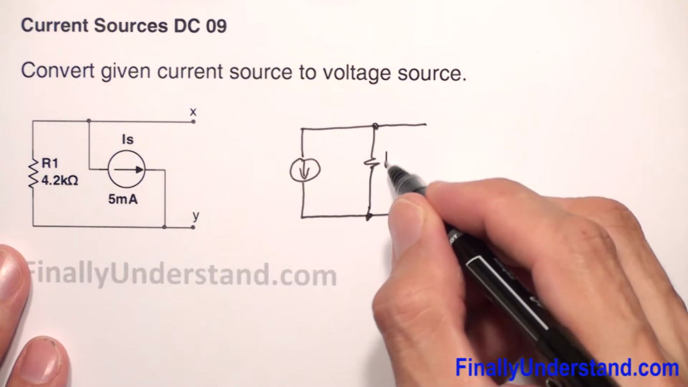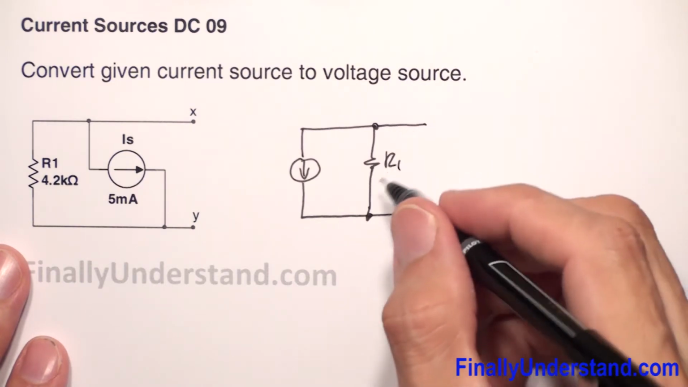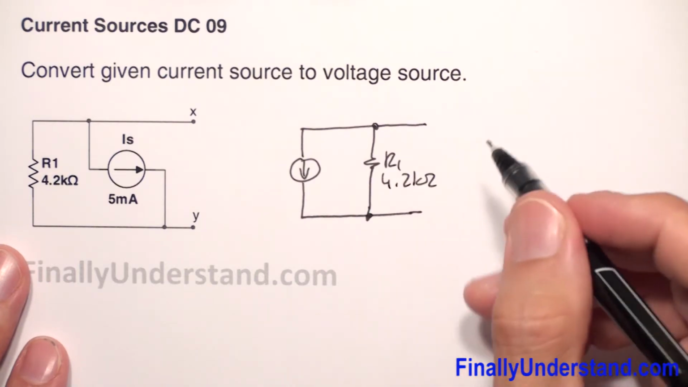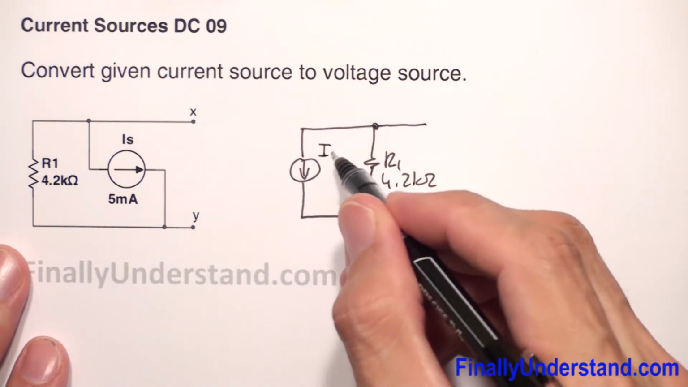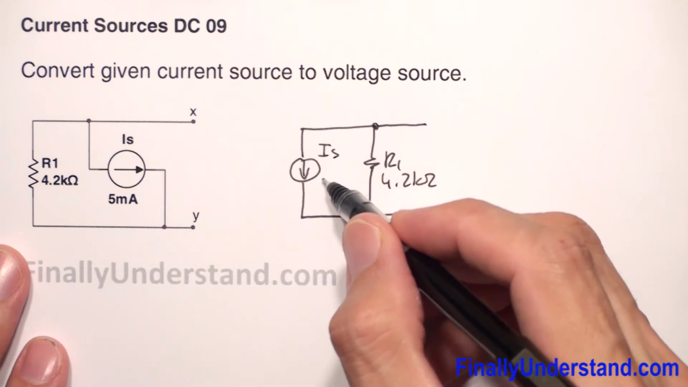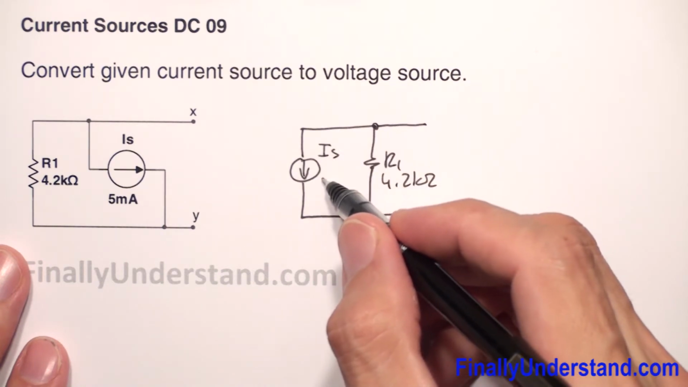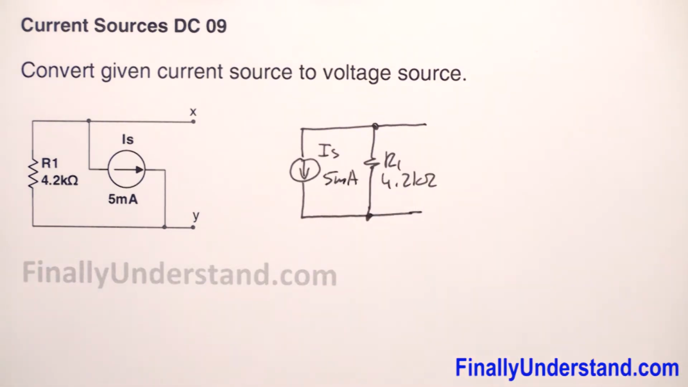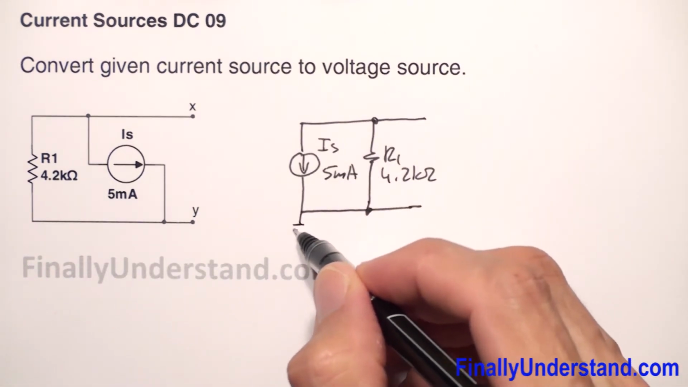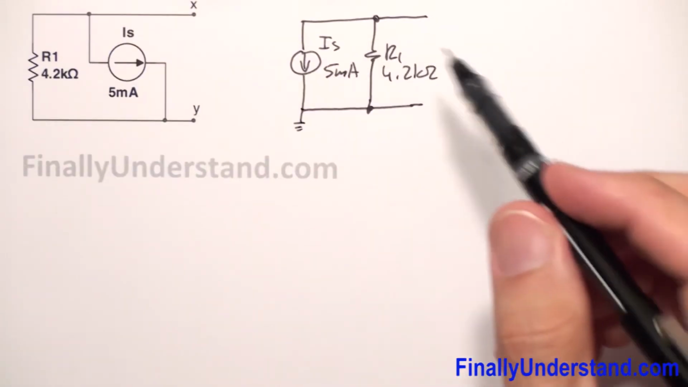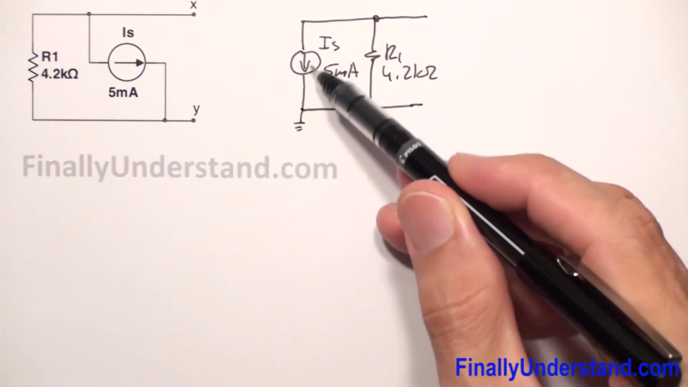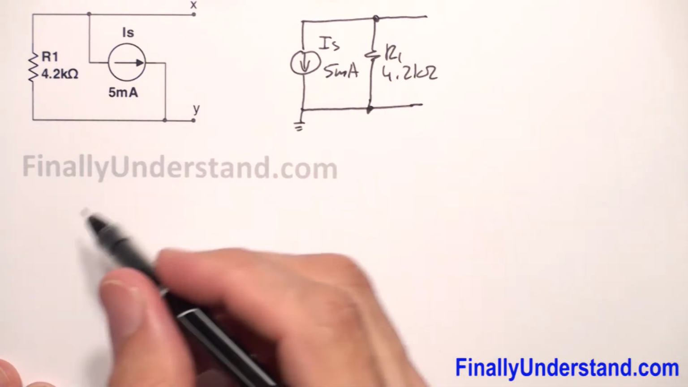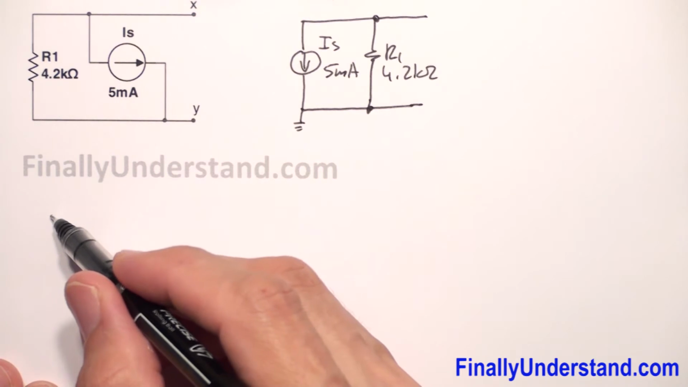So this is my R1 and it has resistance 4.2 kilo ohms, and this is my I source, and it has a value of 5 milliamps. Okay, so I'm going to assume this is my ground. Please notice that this time the arrow goes down. So the arrow points down, which means I'm supposed to draw my voltage source in this way.